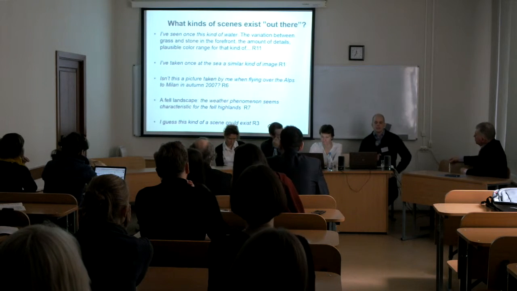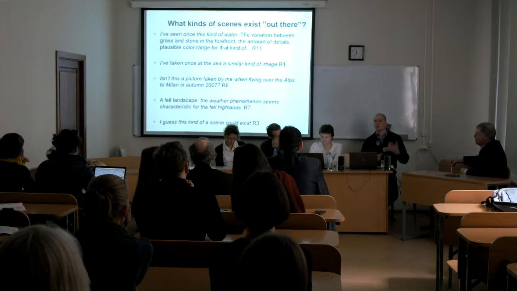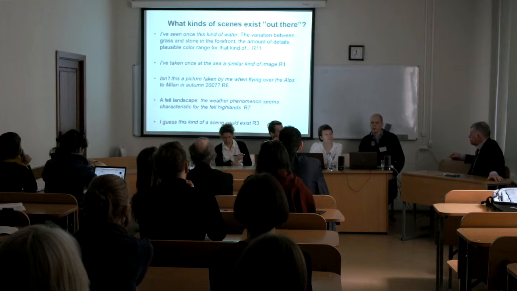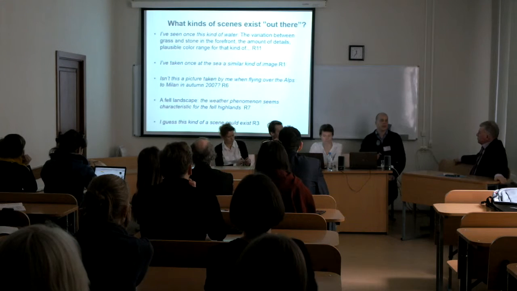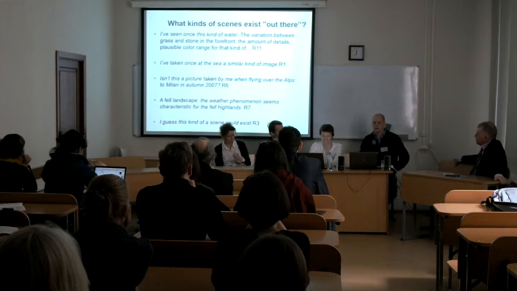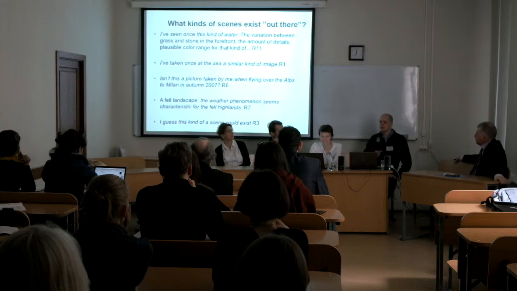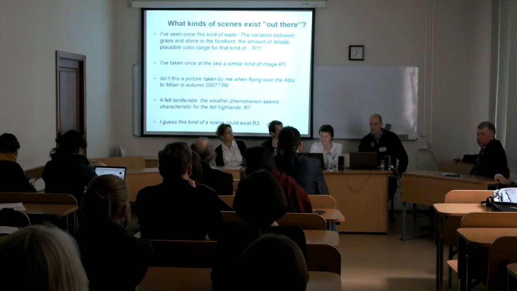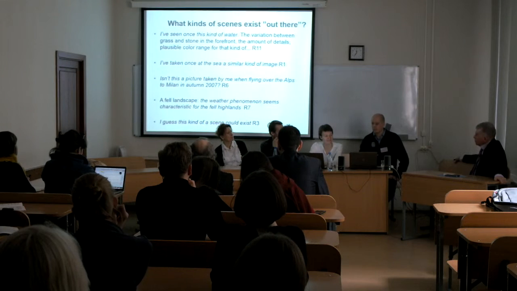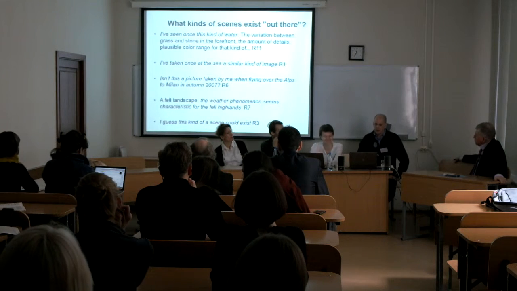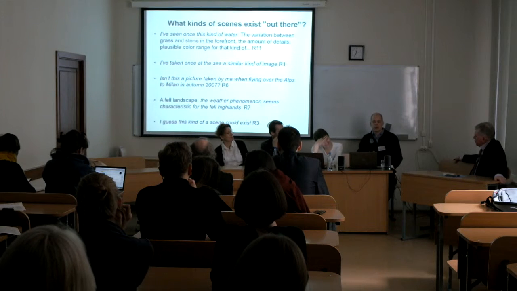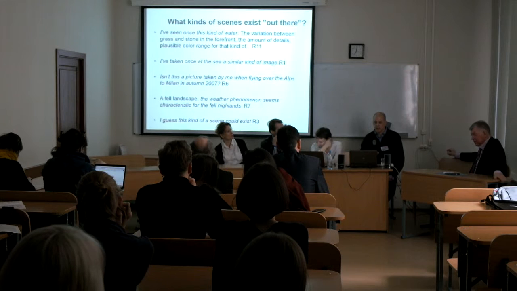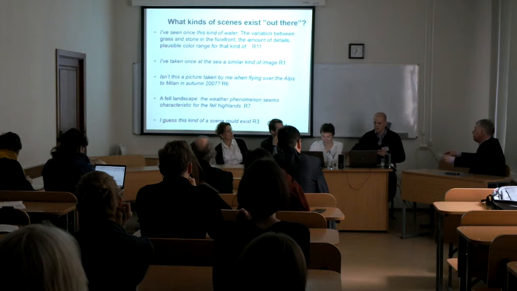And then the ideas of what kinds of scenes exist out there, what they think that this world has, the world that we're living in, what does it convey? So one saying, I've seen once this kind of water like this. I've taken once at the sea a similar kind of image myself. Isn't this a picture taken by me when flying over the Alps to Milan in autumn 2007? Or someone saying, well, this weather phenomenon seems very characteristic for the Fell Highlands. I guess this kind of a scene could exist.